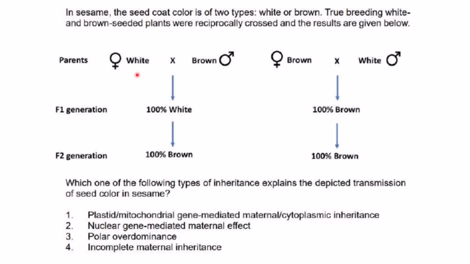So here the white female is crossed with the brown male and you get 100% white. Happy. Why? You will think it is cytoplasmic inheritance. But if you see the F2 generation, you are not getting white as in the case of cytoplasmic or maternal inheritance. You are getting brown. So it is maternal effect, not cytoplasmic inheritance. So your answer is option 2, nuclear gene mediated maternal effect.